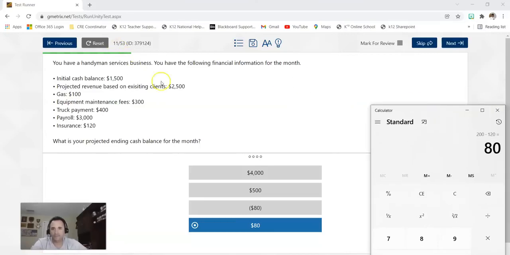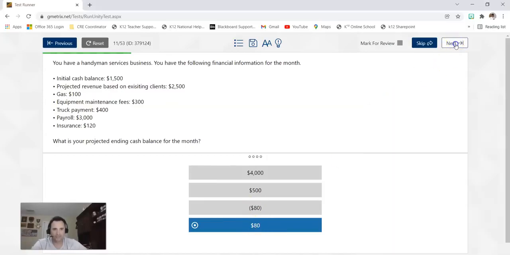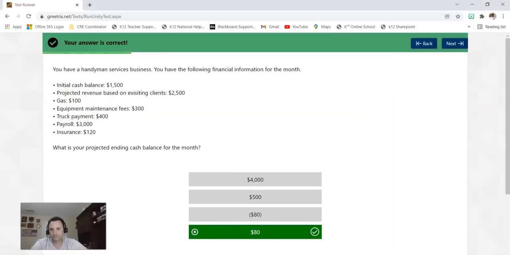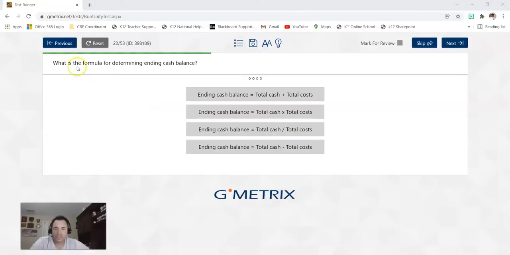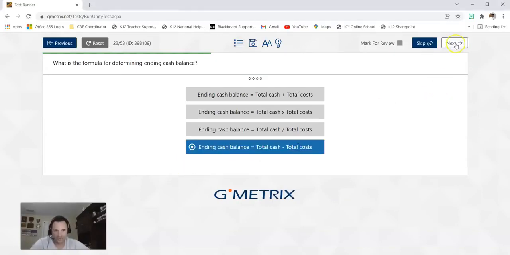So on this question, you take your cash balance plus your projected revenue, add those together, and then you subtract your expenses. And this is what your cash balance will be at the end of the month. It's $80. So here's another question that is the exact same question as the one we just answered, except it's in a multiple choice format. What is the formula for determining ending cash balance? Ending cash balance is equal to total cash minus total cost, just like we just did in the previous question.